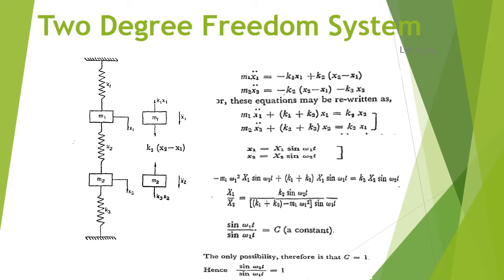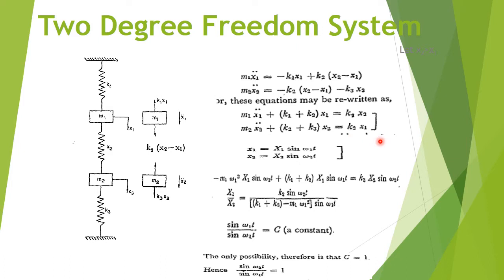So the two equations, m1 x1 double dot and m2 x2 double dot, are the differential equations for these masses m1 and m2. We have rewritten these equations as shown in this slide. m1 x1 double dot plus (k1 plus k2) multiplied by x1 is equal to k2 x2, and m2 x2 double dot plus (k2 plus k3) multiplied by x2 is equal to k2 x1.